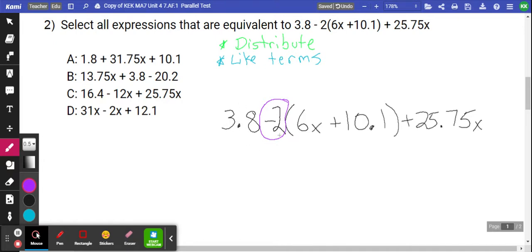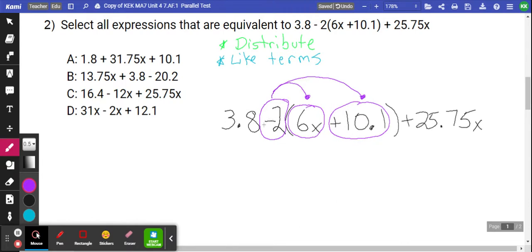A few of you have been adding these two together, but remember, this is multiplication. Whenever you have a number right up to parentheses, it's multiply hidden in there, and multiply comes before subtracting. So we cannot combine those yet. Instead, we're going to distribute. I'm going to distribute the negative 2 to this term, the 6x, and I'm going to distribute the negative 2 to this term, positive 10.1.